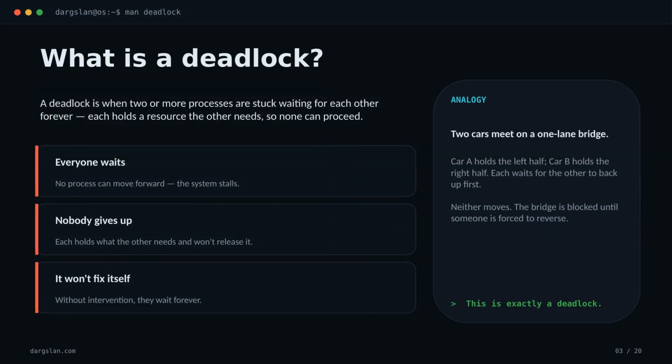A deadlock happens when 2 or more processes get stuck waiting on each other indefinitely, each one holding a resource the other needs and neither willing to let go. Picture 2 cars meeting on a 1-lane bridge. One occupies the left half, the other the right, and both just sit there expecting the other to reverse. Nobody moves, nobody yields, and without outside intervention, they'll wait forever. That's a deadlock in a nutshell.